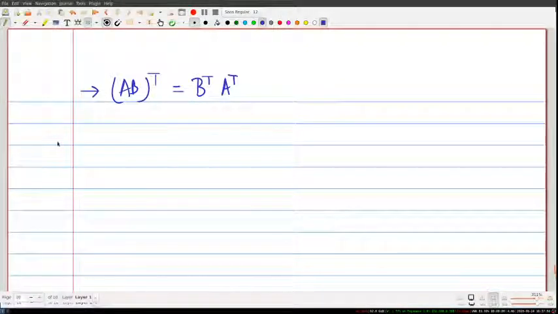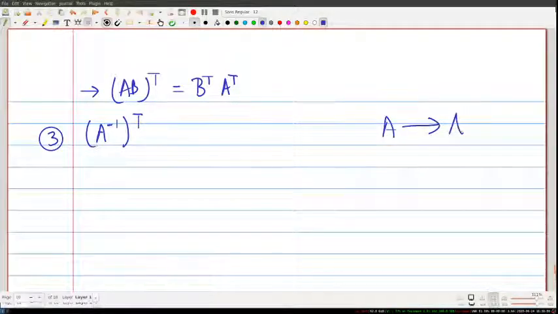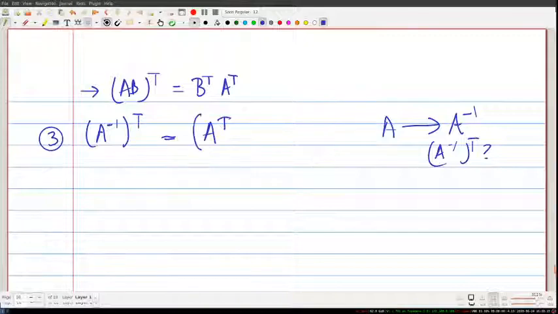Okay, and finally the third important fact is, what about the transpose of the inverse? What's the transpose of A inverse? So let's say I have A and I found A inverse. What's A inverse transpose? And that's a nice little property: if you take the inverse of a matrix and then transpose it, it's the same as if you first transpose the matrix and then invert it. So A inverse transpose is the same.